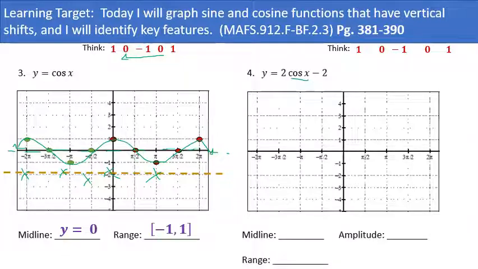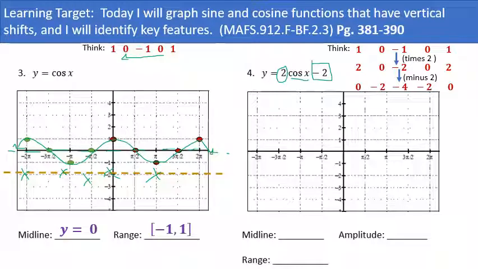The next thing we're going to deal with is this 2. All right, so we're going to multiply everything by 2. 1 becomes 2. 0 times anything is still 0. -1 times 2 is -2. 0 times anything is still 0. And 1 times 2 is 2. Then we're going to subtract 2.